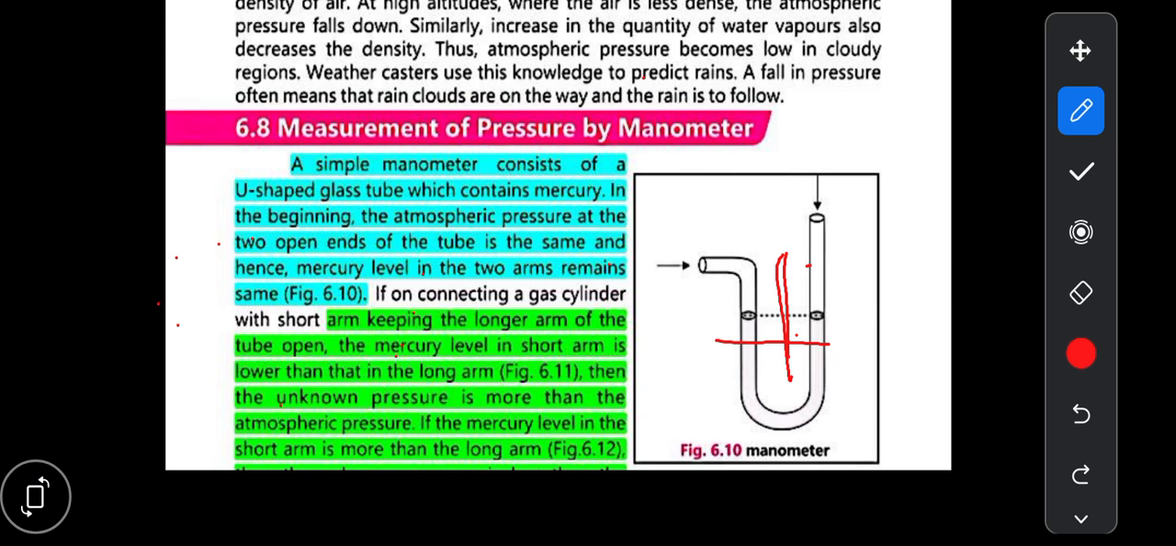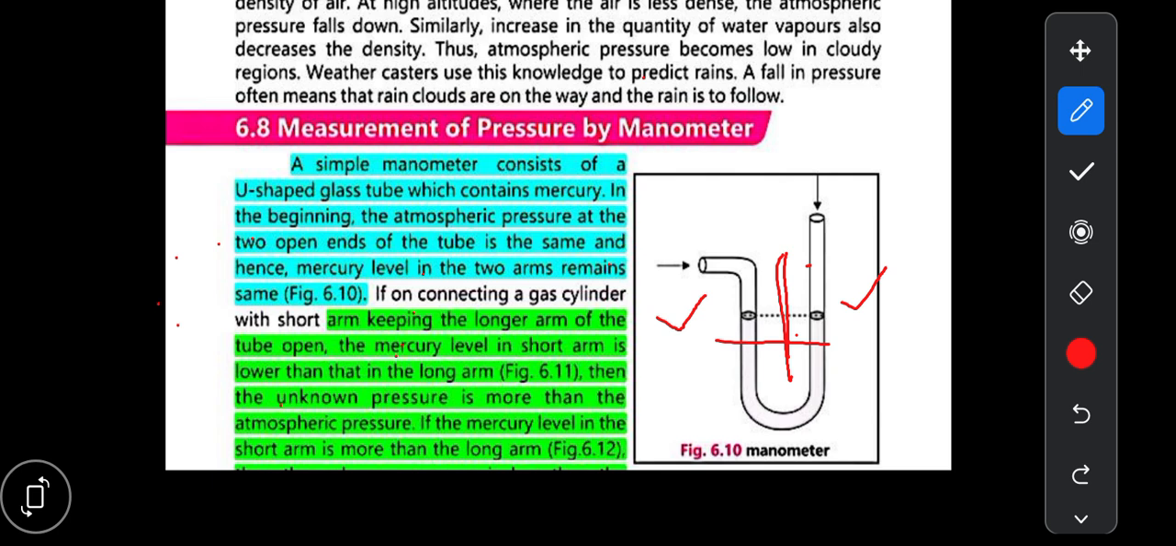When you are placed at sea level, you can say that the level at this point and the level at this point both are the same. It means that the air which enters from this point and the air which enters from this point exert the same pressure on it. That's why the level on both sides is the same.